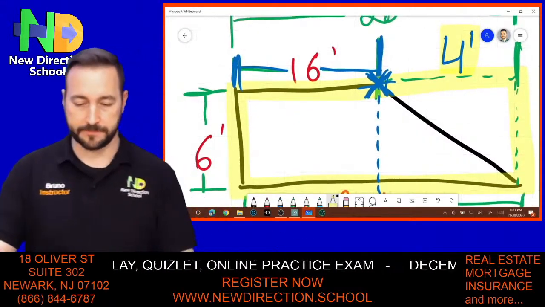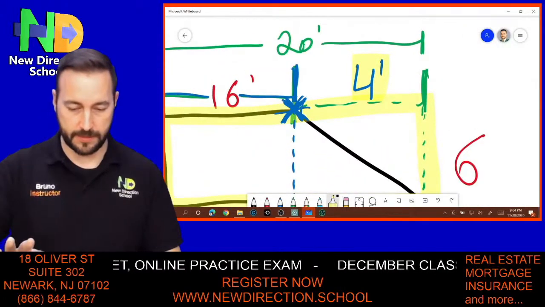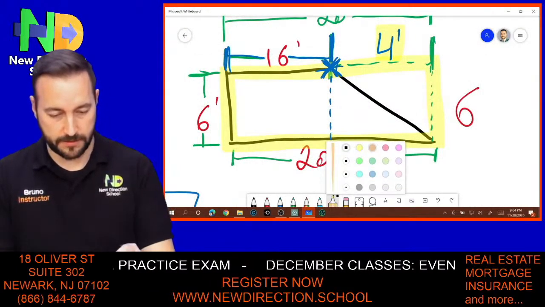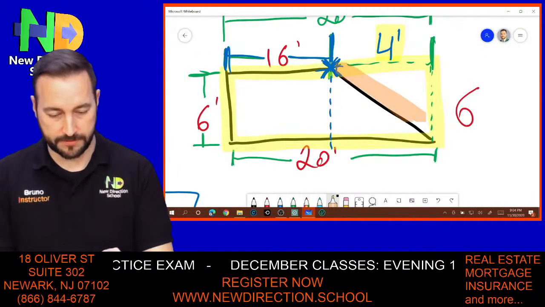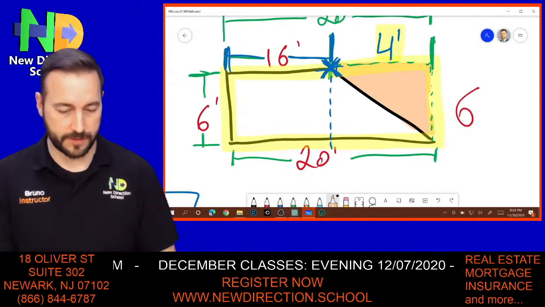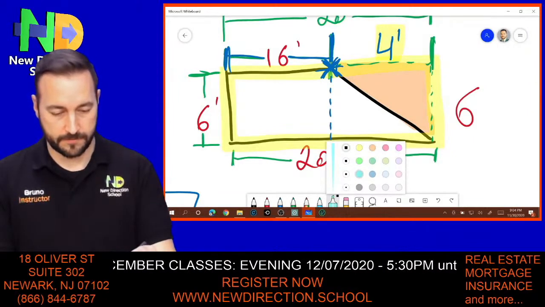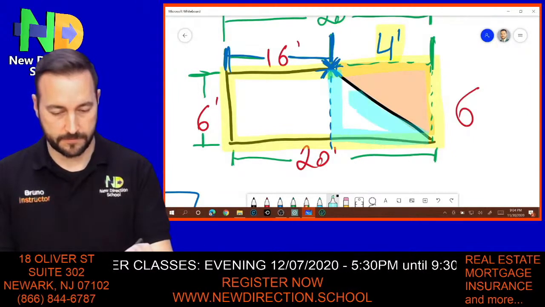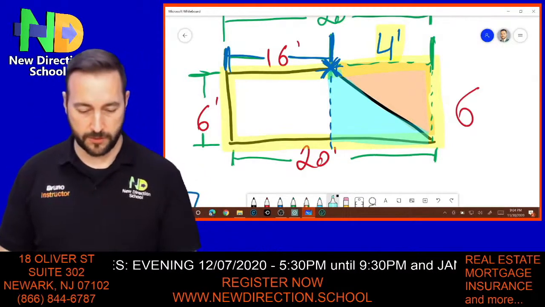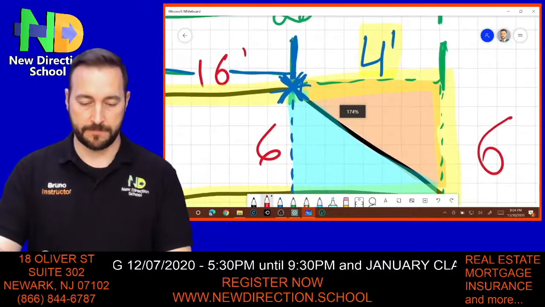And again, you guys remember, this is divided into 2 shapes. And these shapes are mirrors of each other. So what do we have here? We have 6. Zooming in.